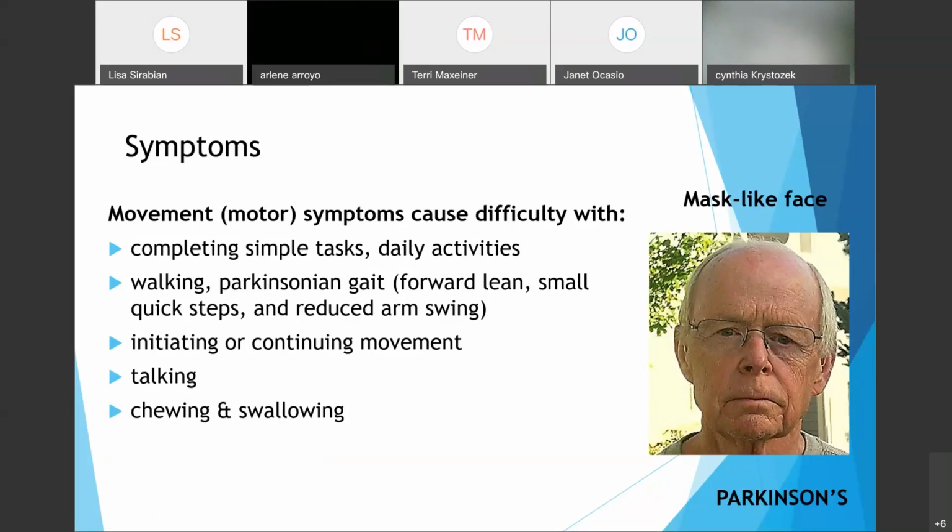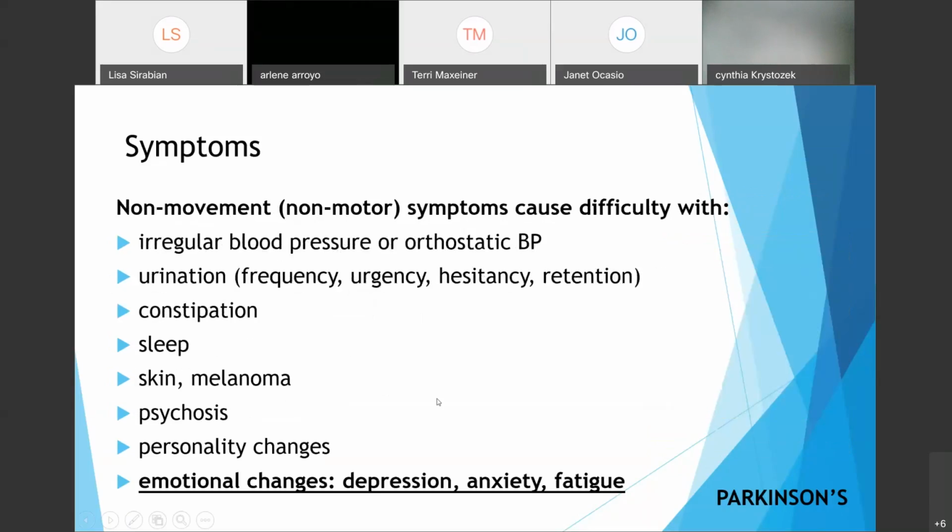And the face that you see on the side there is the mask-like face that can develop with a person who has Parkinson's disease. We show you that because it might look like the person is not paying attention, is disinterested, is not able to process, but really all that it is, is a lack of muscle strength to use facial expression. And so we need to recognize that.